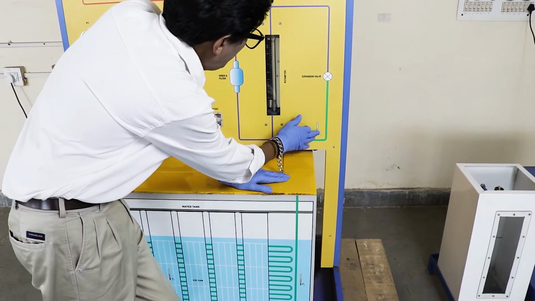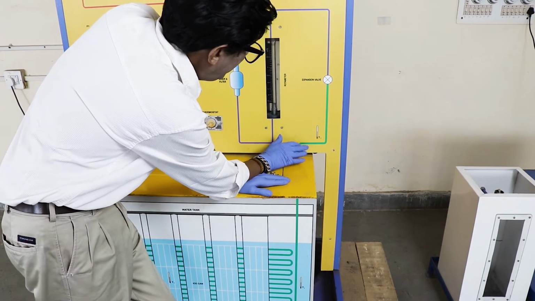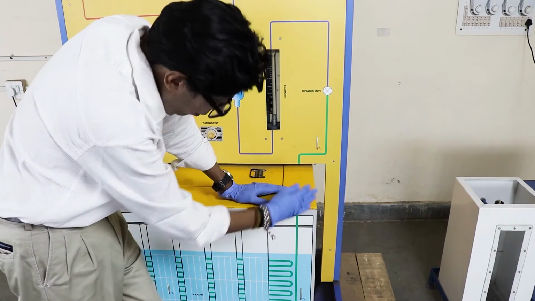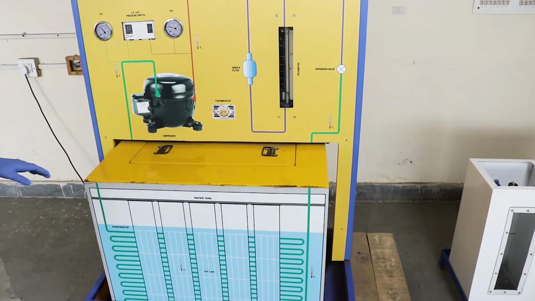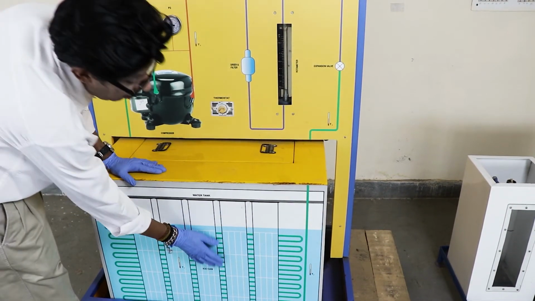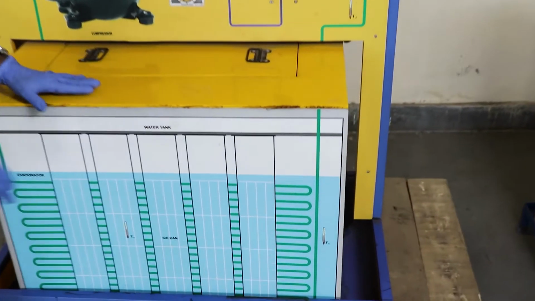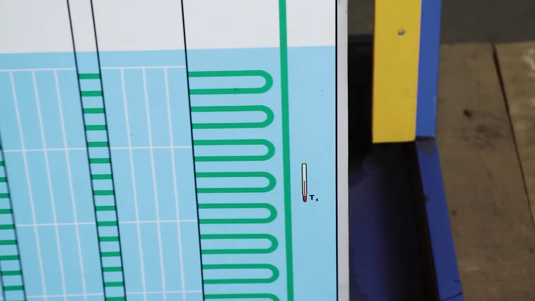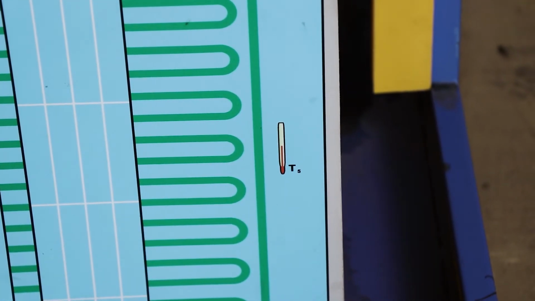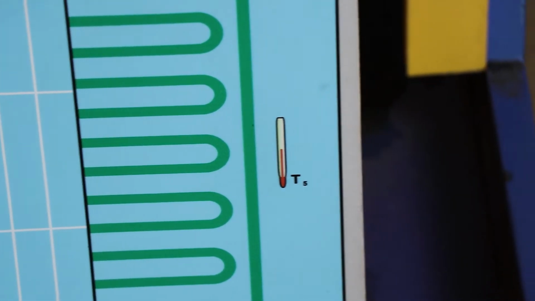Now T4 is the temperature at the inlet of the evaporator, and T5 is the temperature inside the brine. You can find out the temperature of the brine also, which is a secondary refrigerant here, which is T5. So these are all the measuring things.